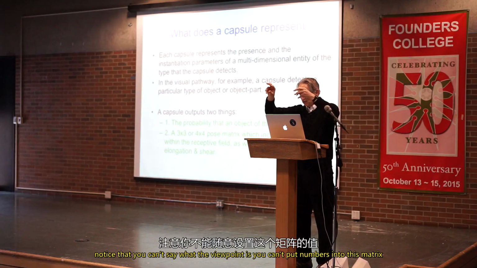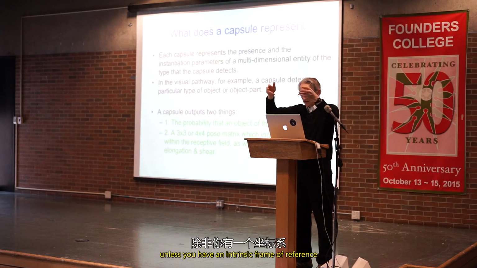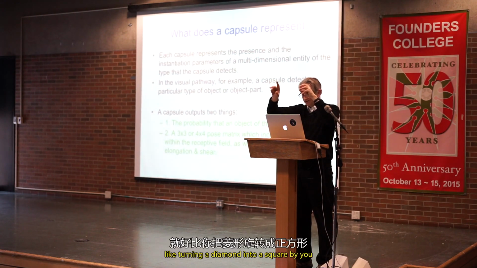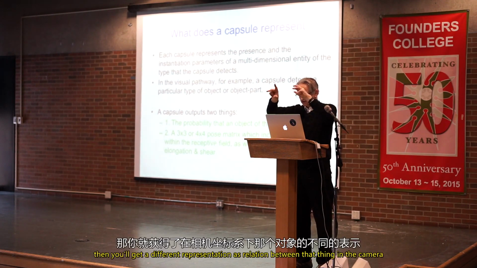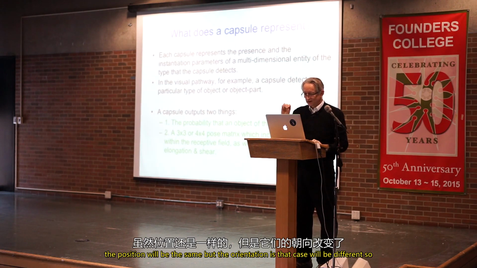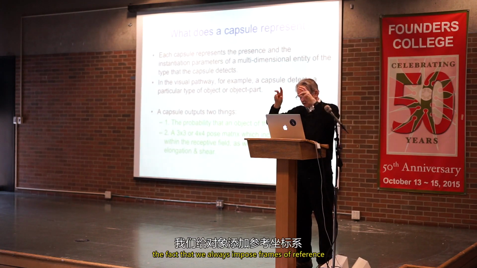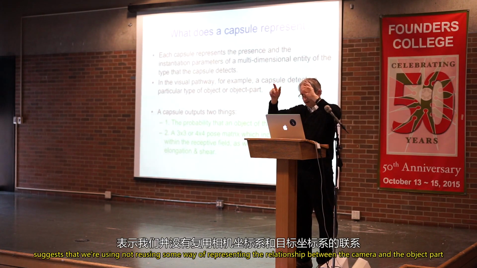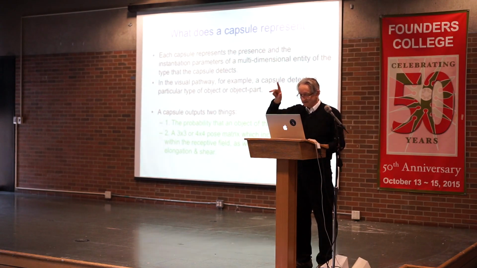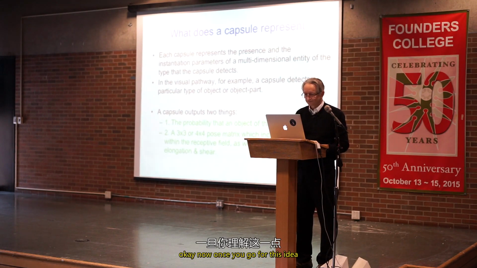Notice that you can't put numbers into this matrix unless you have an intrinsic frame of reference. And if you put a different intrinsic frame of reference on the same thing, like turning a diamond into a square, then you'll get a different representation of the relation between that thing and the camera. The position will be the same, but the orientations in that case will be different. So the fact that we always impose frames of reference suggests that we're using some way of representing the relationship between the camera and the object part, using the fact that we've got this frame of reference embedded in the object. Okay.